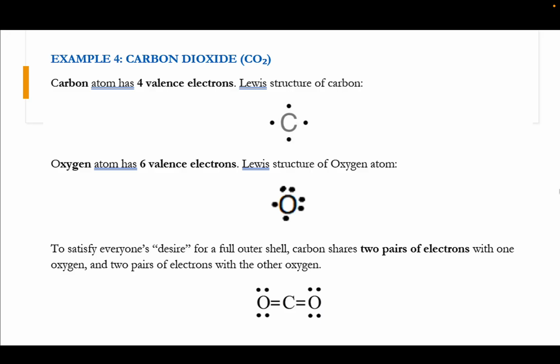Because carbon wants to make 4, it can make 2 bonds with one oxygen, 2 bonds with the other, and we form CO2 here, which has an oxygen with 2 lone pairs and a double bond to a carbon, which is double bonded to a second oxygen that also has its 2 lone pairs. The oxygens have access to 8. They feel like they have 8 electrons. The carbon feels like it has 8 electrons, and everyone is happy.